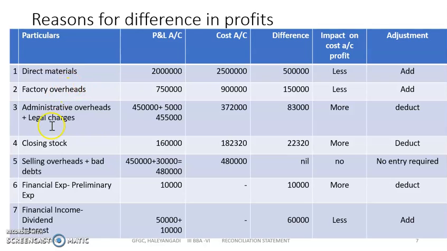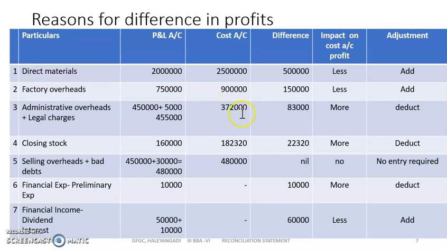Next in the list goes administrative overheads. Administrative overheads, they have given 4,50,000 plus 5,000 legal charges in P&L account. So 4,55,000. Cost sheet only 3,72,000. When you're taking this, you take the total administrative overheads and compare it with the cost accounts administrative overheads. You get a difference of 83,000. Now see where you have put more.